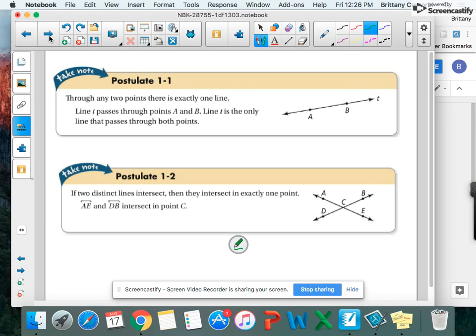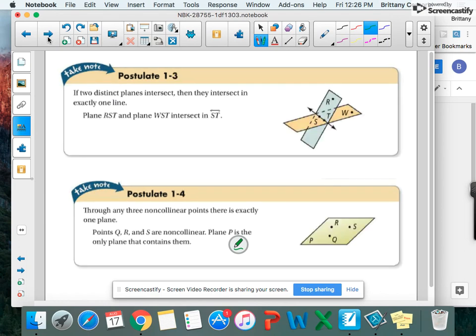So real quick, we're just going to go over 4 postulates that we need to know. One is that through any 2 points, there is exactly 1 line. The second one is if 2 distinct lines intersect, then they intersect in exactly 1 point. If 2 distinct planes intersect, then they intersect in exactly 1 line. And through any 3 non-collinear points, there is exactly 1 plane. The important thing to remember is that lines intersect in a point, planes intersect in a line, and you have to have 3 non-collinear points to make a plane.